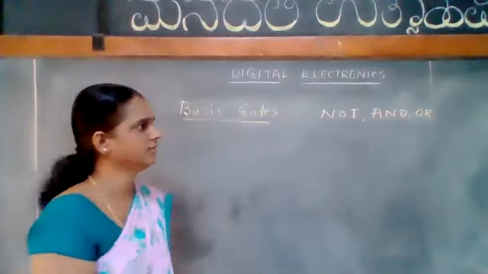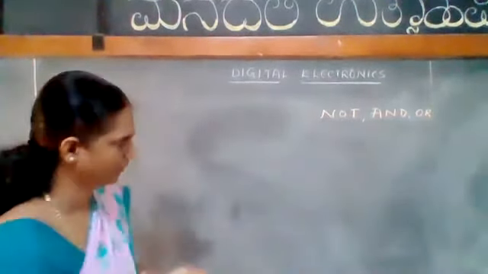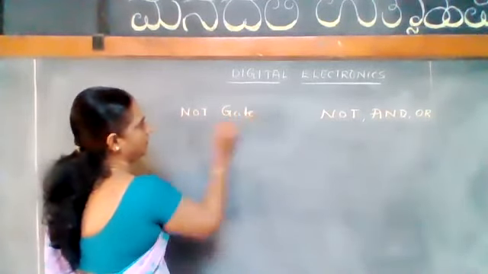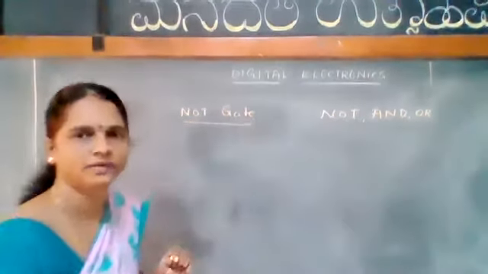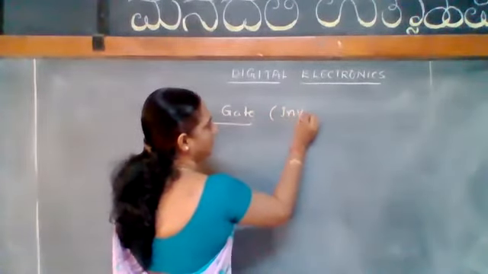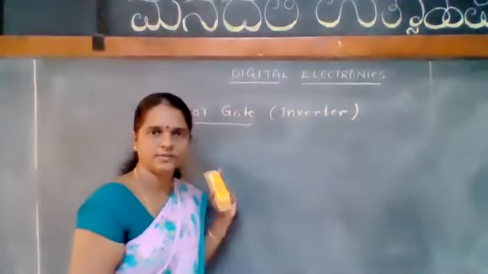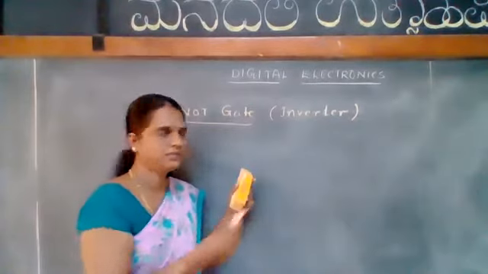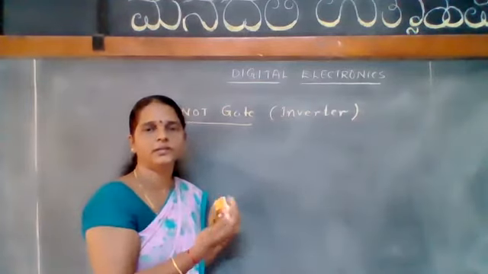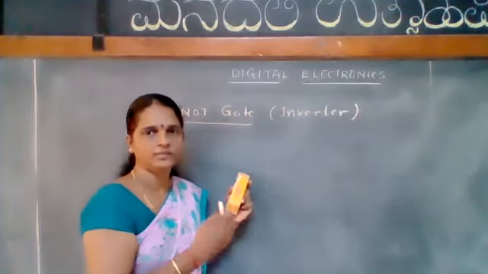First, let us take up what is NOT gate. This NOT gate is also called an inverter. So the function of this NOT gate is definitely to invert the input, which is nothing but complementing the input. Now we know what is a complement, right?